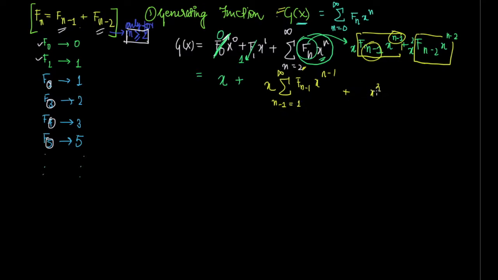And similarly, we have x squared, that's not a cube, and we have the summation. And we have the following term, f_{n-2} x^{n-2}, which is just this term. But since n goes from 2, n minus 2 goes from 0. So you're just subtracting 2 from both sides of this equality, and it goes all the way to infinity.